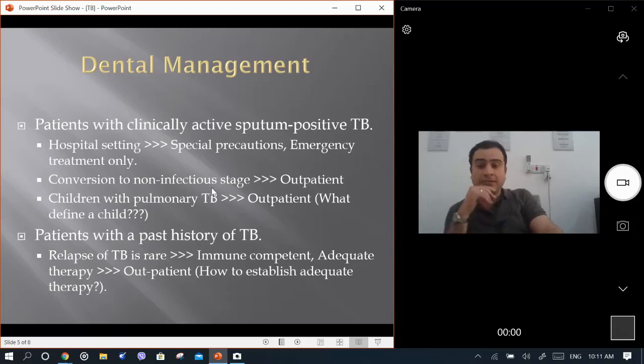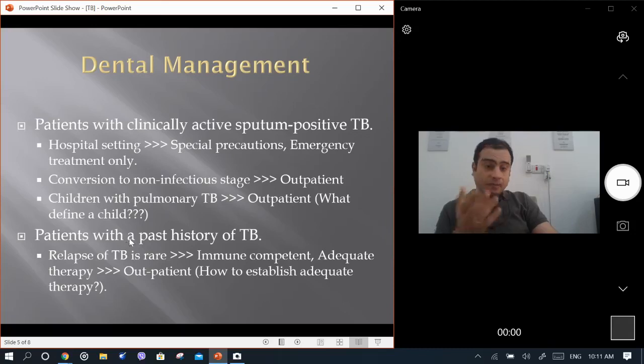For me, I would say if those patients, being children or adults, are clinically active sputum-positive TB, don't treat them unless it is an emergency treatment or the supervising physician has advised you that those patients can be treated without the risk of infectivity.